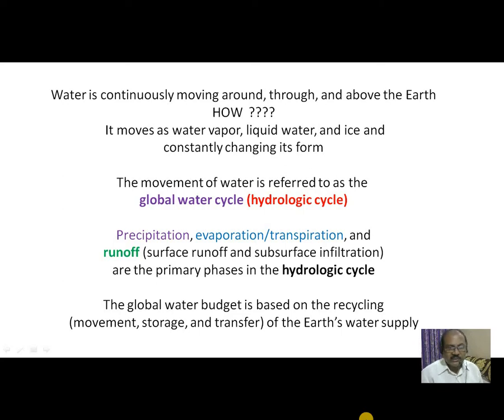Precipitation, evaporation, transpiration, and runoff are the primary phases in the hydrological cycle. So to understand the hydrological cycle, one must know about precipitation, evaporation, transpiration, and runoff. Runoff means surface runoff as well as subsurface infiltration. The global water budget is based on the recycling of Earth's water supply. That is how water is moving, stored, and transferred.